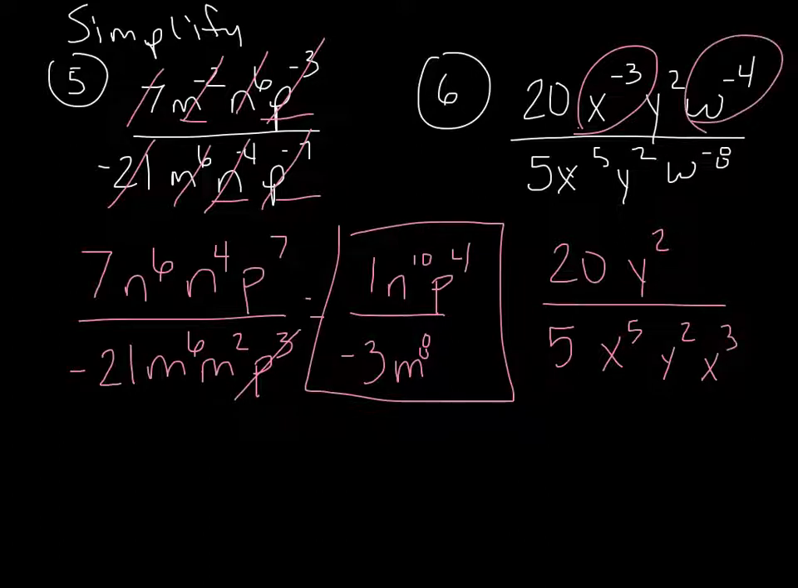This w to the negative 4 needs to go to the bottom as w to the 4th. And this w to the negative 8 needs to go to the top. Okay, now you just start simplifying. So your numbers, start with your numbers always. 20 over 5 becomes 4 over 1.